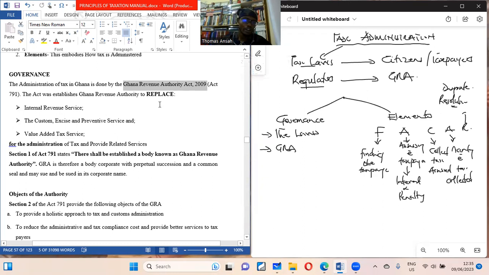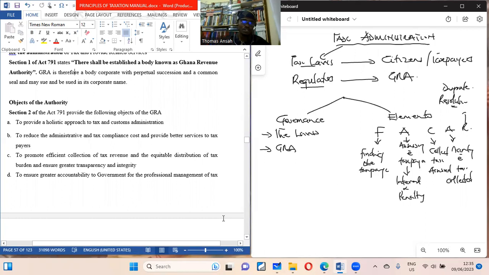Now, the very first section of the act talks about the establishment of the body of GRA. All right, so that is how come we have GRA. GRA is a body established by law, and it's a separate entity. Here we say it's a body corporate with perpetual succession and has a common seal. It can be sued or it can also sue. So you can take GRA to court. GRA can also take you to court under their corporate name. All right. So that is that.